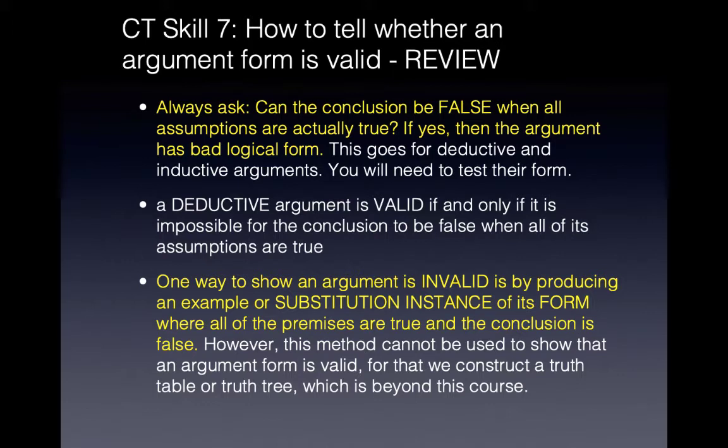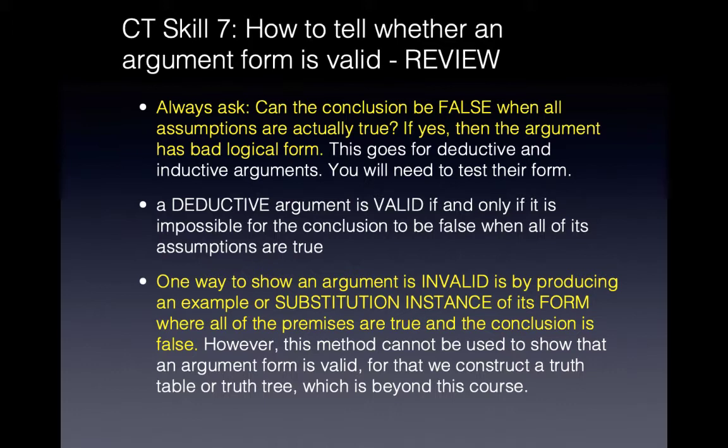One way to show this is to demonstrate that an argument is invalid. How do you do this? You produce an example of its form, or a substitution instance of its form, its pattern of reasoning, where all the premises are true and the conclusion is false. However, this method can't be used to show that an argument form is valid. For that, we construct a truth table or a truth tree. We use more formal logical methods. That is beyond this course. If you're interested in that, take Philosophy 60, Intermediate Logic.